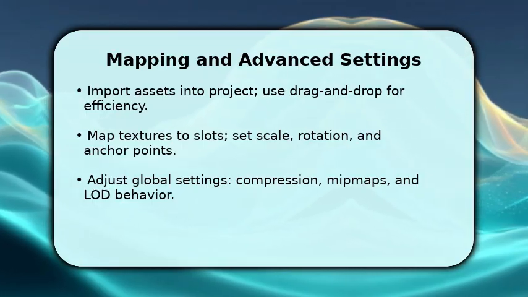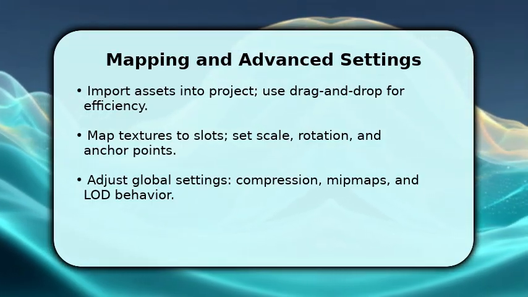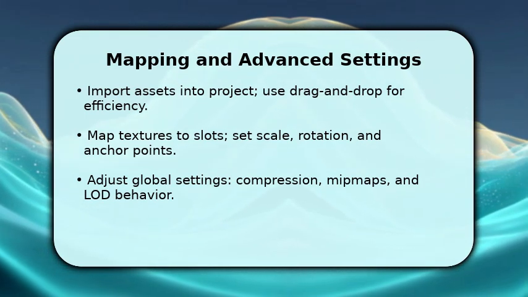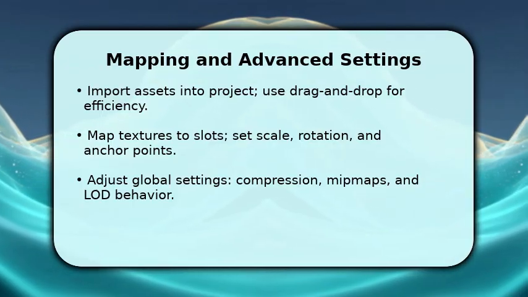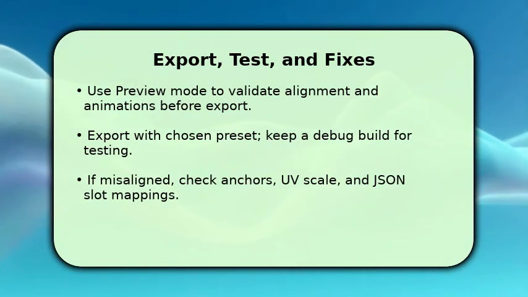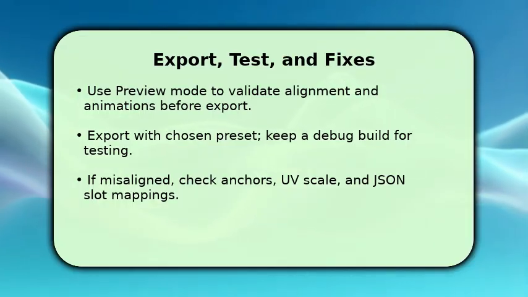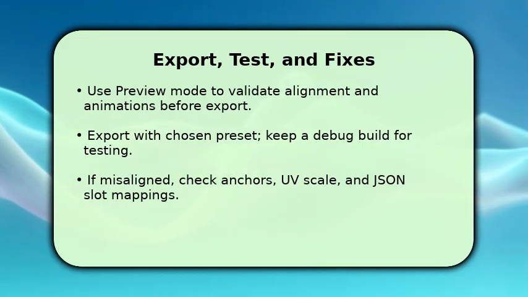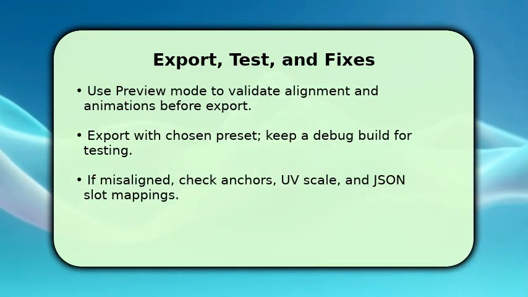If you plan variants, create layers and use naming conventions so the batch exporter recognizes each skin set and applies consistent rules. Finish by previewing the skin in the tool's live renderer to verify alignment and animation frames. This catches issues early. Then export using your preset. Create a debug build for in-engine testing so you can iterate fast.